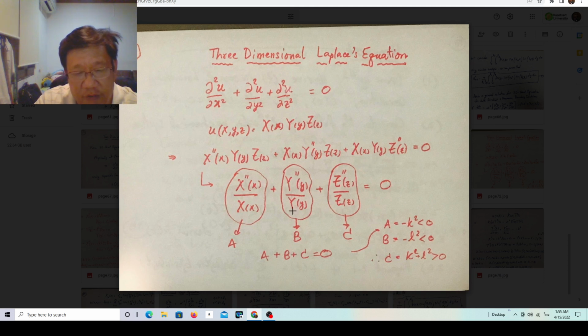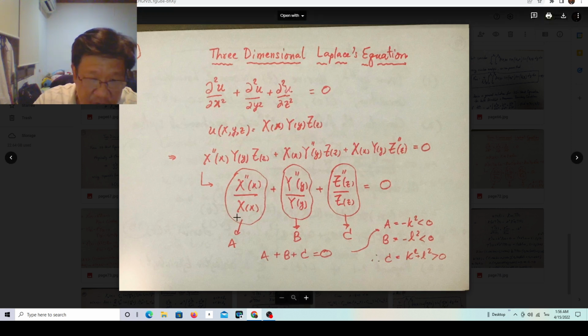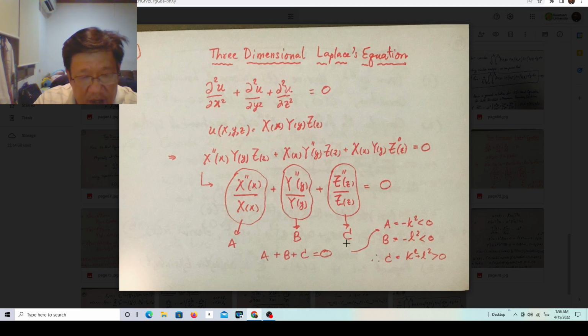This is the result for the simplification of this Laplace equation based on this substitution. We're going to call the first term here capital A, capital B, and capital C. And you get this simplification that capital A plus capital B plus capital C has to be equal to 0.